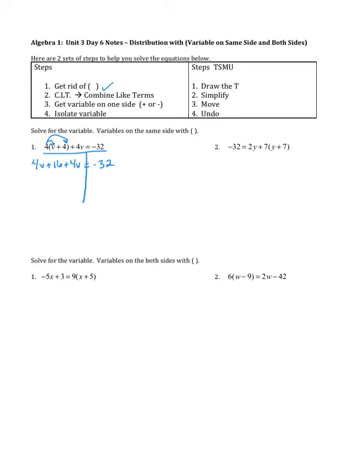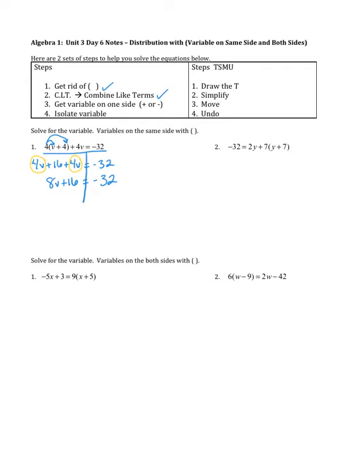Okay, now we have to combine like terms. So look at the left side of the equation. We want to combine any terms that are the same. Here, we want to combine the 4 v's because they are the same. Let's make them one term. This becomes 8v plus 16, because we still have the 16 over there, equals negative 32. Check that step off.